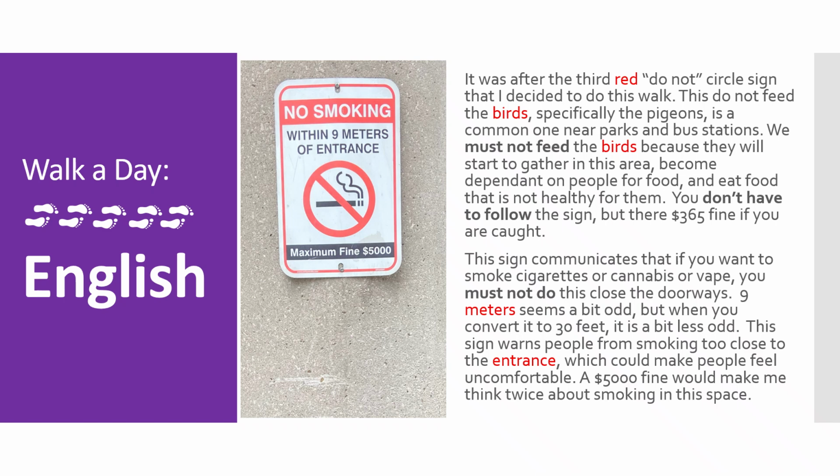This sign communicates that if you want to smoke cigarettes or cannabis or vape, you must not do this close to the doorways. 9 meters seems a bit odd, but when you convert it to 30 feet, it is a bit less odd. This sign warns people from smoking too close to the entrance, which could make people feel uncomfortable. A $5,000 fine would make me think twice about smoking in this space.